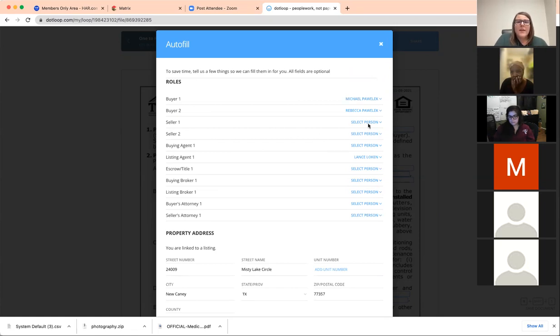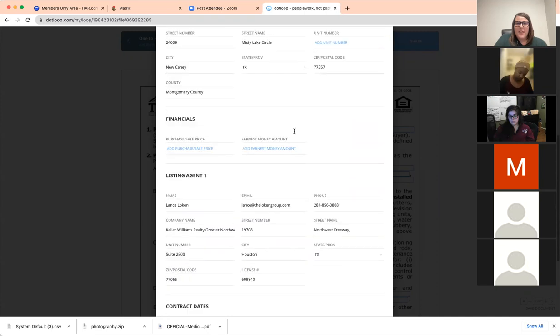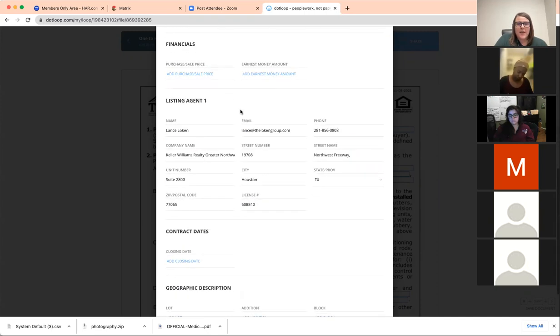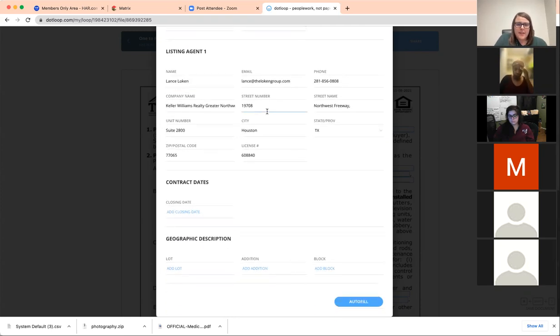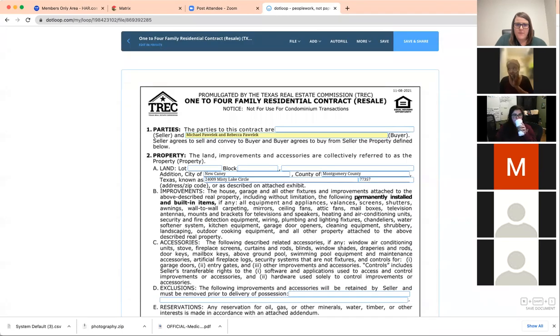Seller name, you don't represent the seller, so you don't need to do that. I would be the buying agent, and then the buying broker is Inc. That's all you need, and then it will automatically put the contract. You could put the purchase price in there if you wanted. I don't do that right away. It auto fills the listing agent's information and then the rest we'll do later. So now I'm going to hit autofill.